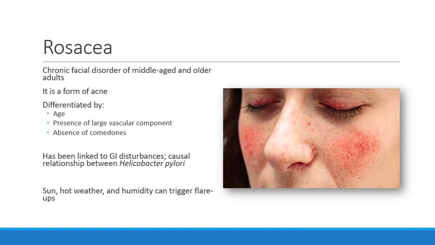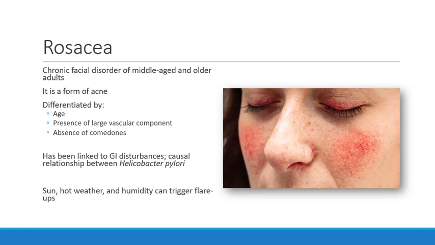Rosacea, this is a chronic facial disorder of middle-aged and older adults. It's a form of acne. It's differentiated by age, so they're older adults versus how you might think about teenagers developing that kind of classic acne. There's a presence of a large vascular component you can see as demonstrated here in this picture. And there's the absence of comedones. Comedones being those small bumps or papules that are frequently found on the forehead and chin in individuals with acne. Those are basically our blackheads and our whiteheads.